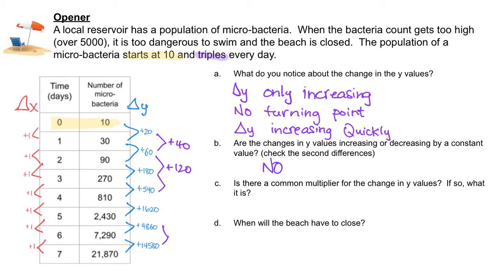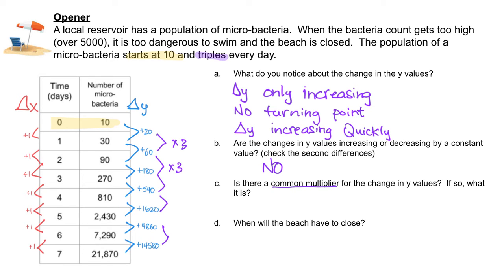So the next question that we're being asked is, is there a common multiplier or a common factor for these? I'm actually going to erase my differences because I know that there are no common second differences. And we're going to look for a multiplier. What does this mean? This means, can I multiply something? So 20 times what gives me 60? And to do that, if you don't know that 20 times 3 gives you 60, you could divide on a calculator, 60 divided by 20, and get 3. And then you could do 180 divided by 60 and see that that is also times 3.